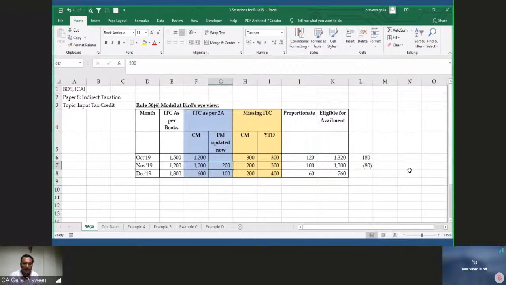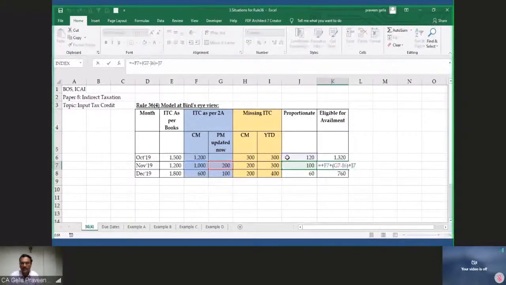So in this current month, when 200 is appearing, ideally, what do I have to do? G7 minus this 120 which I have taken. I should get 1180. This is how the formula should be.